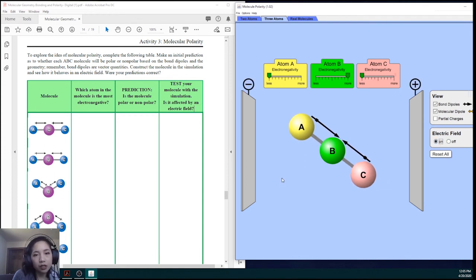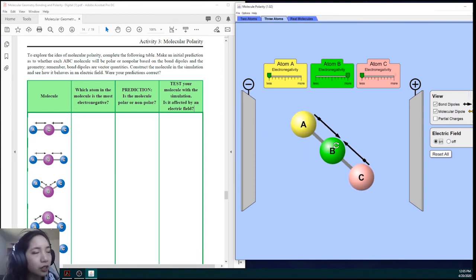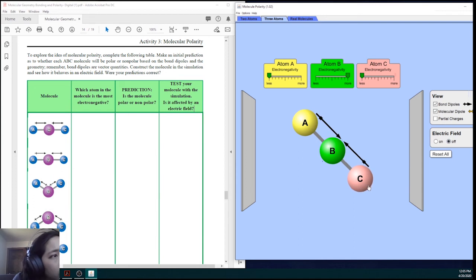All right, so there I turned the electric field on. You can see that it's actually moving really, really slowly, and that's because I can't get rid of the molecular dipole. It's because I can't get these atoms completely 180 degrees from one another. But in theory, this molecule should not be affected by the electric field. If I tried really hard to get rid of it, see, I can't get rid of it. Oh, I messed up.